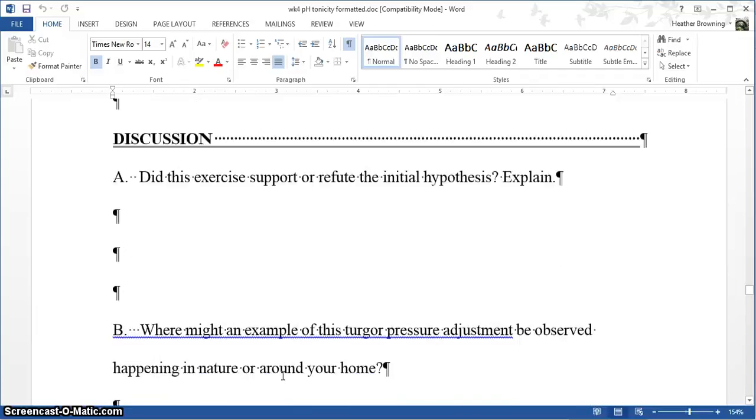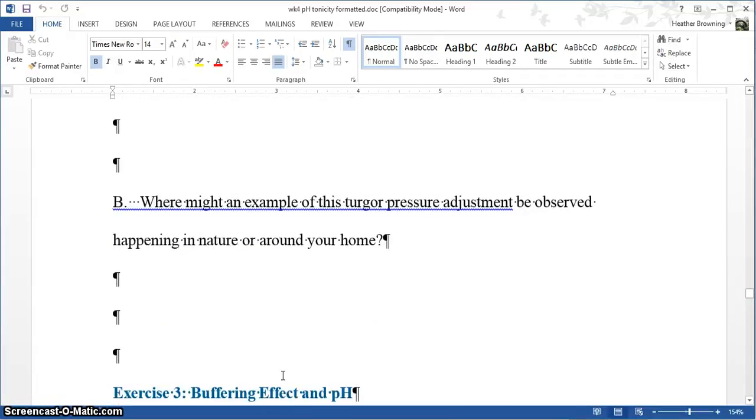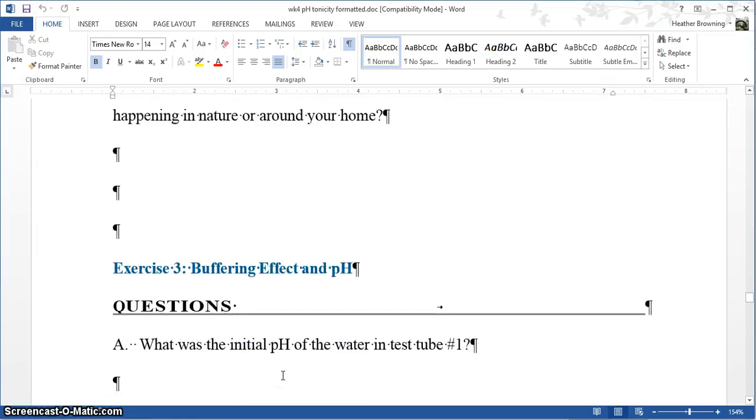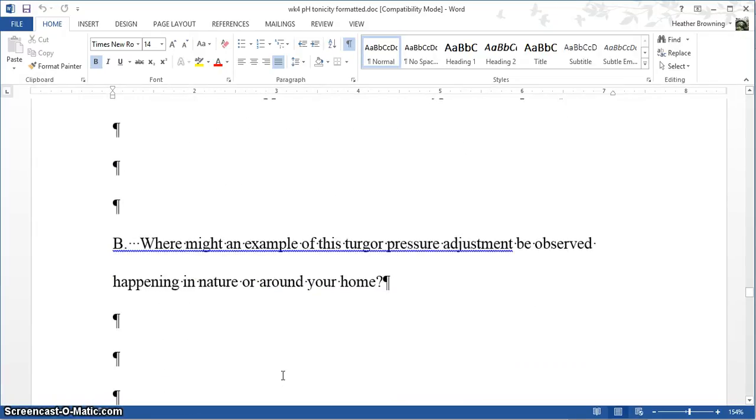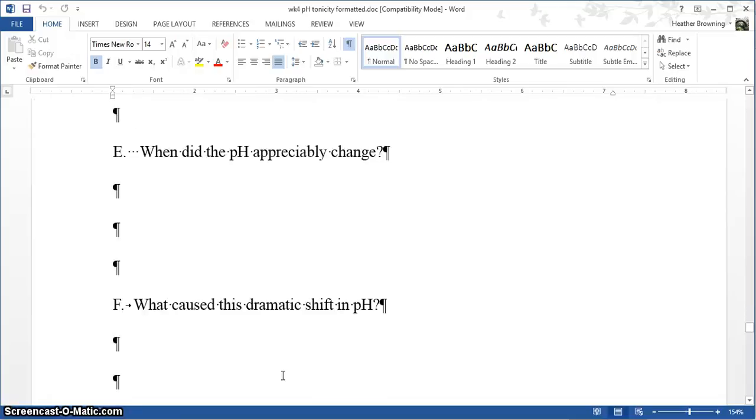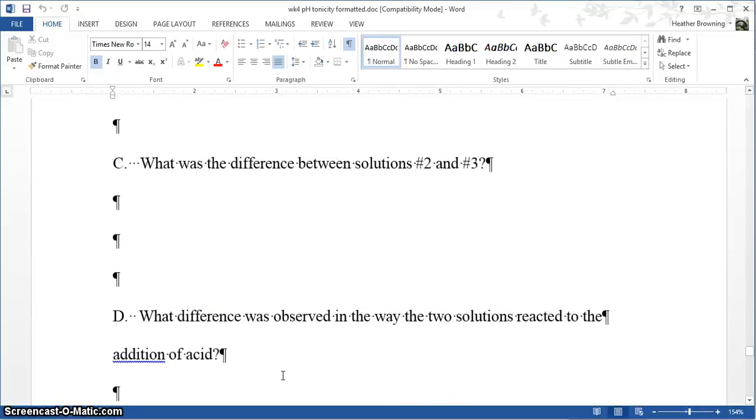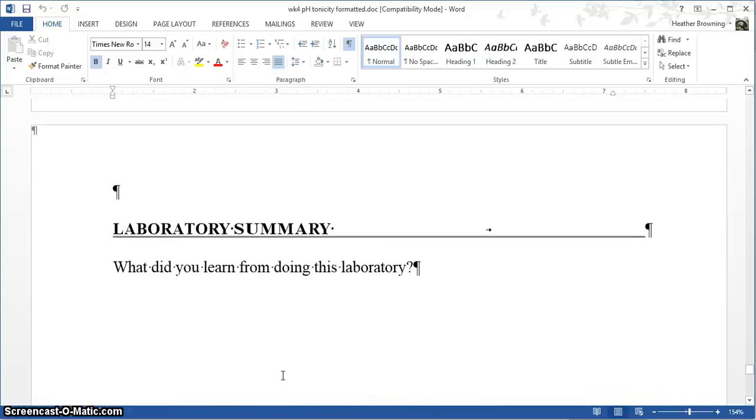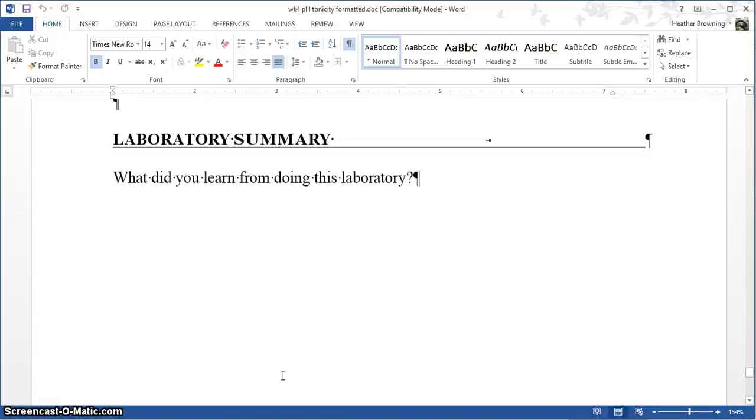Did the exercise support or refute your initial hypothesis? Where might be the turgor pressure adjustment? Which one is that? That's B under discussion. Yeah, so then you have your buffer, what are your pHs, what's happening, your discussion, did it support or refute, and then lab summary. So not too bad, a little scary because you are dealing with actual things. I think you guys can do pretty well on this.